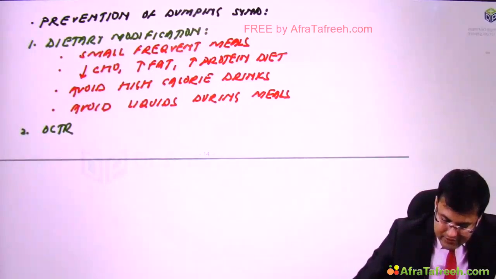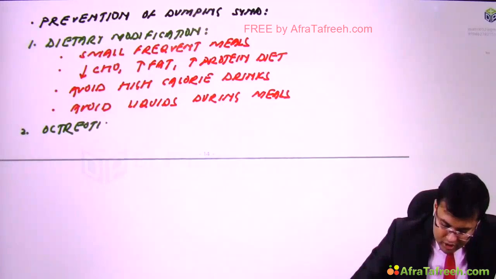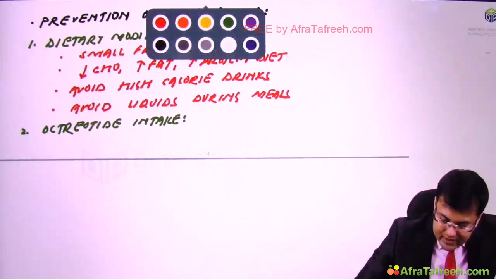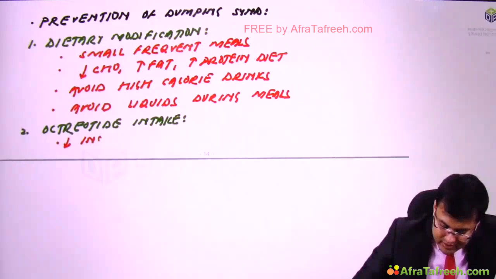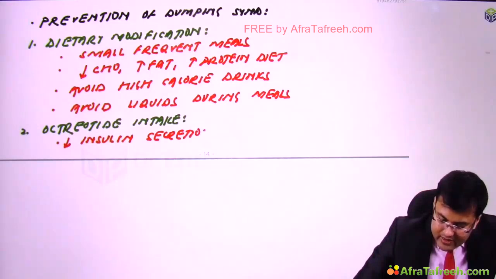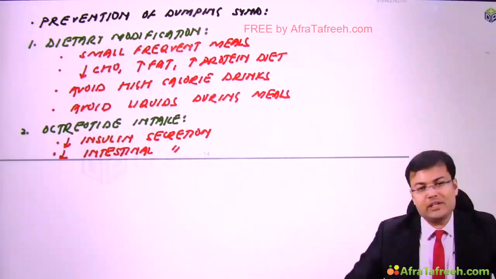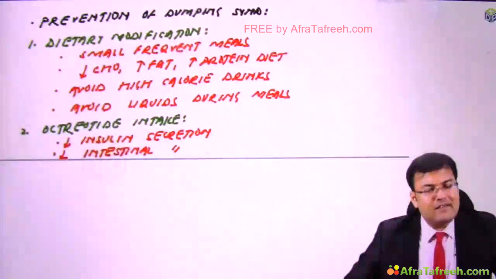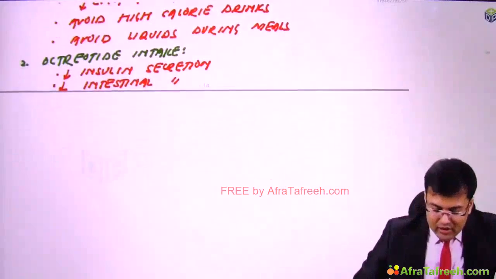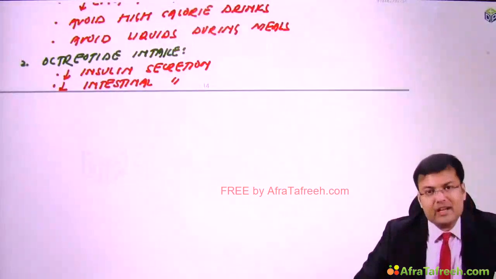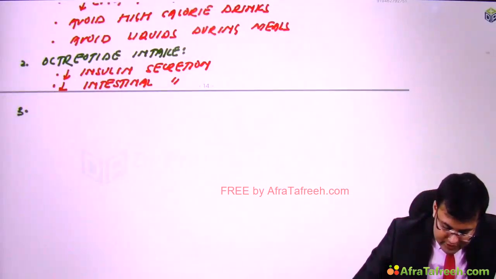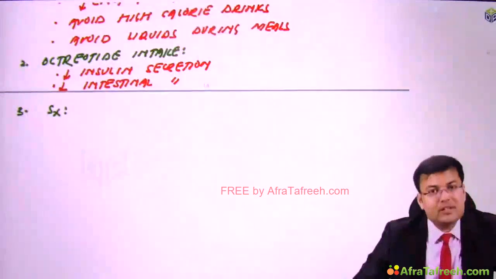So we advise the patient for octreotide intake. Now what's the advantage here? It decreases insulin secretion and it decreases the intestinal secretions. Clear? So most of the patients are going to improve. Only a little fraction of patients are not going to improve even after octreotide intake, in those cases we go for surgery. And what are the options available?